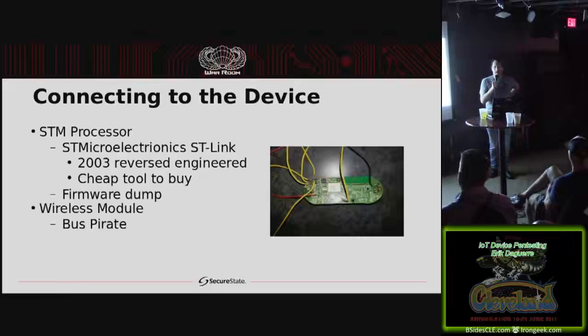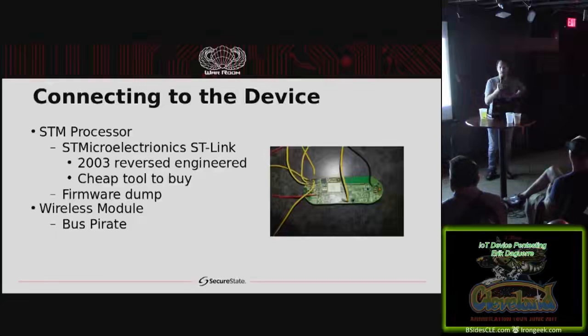So now instead of having to pay $500 to get an ST-Link reader and the software to actually communicate with your processor, you can now buy it off Adafruit for $10 and then go use an open source program to dump the information. It's absolutely fun. The wireless module, I'm going to have to attempt to use Bus Pirate.